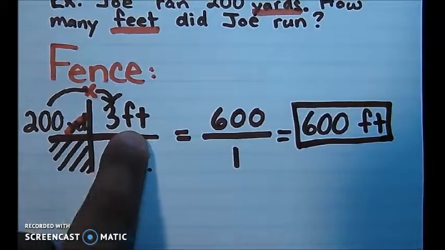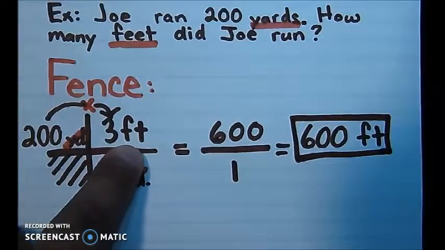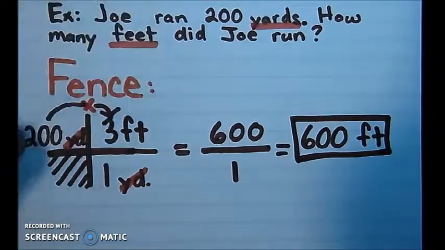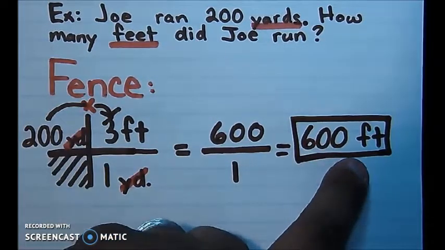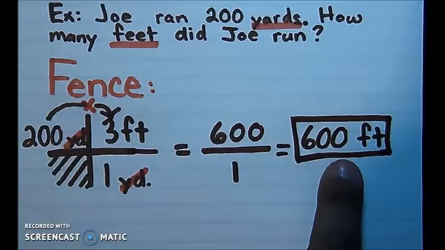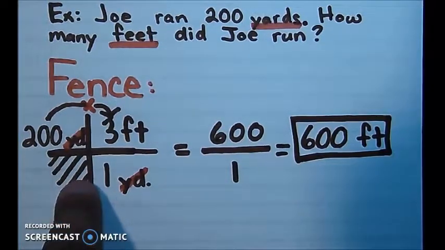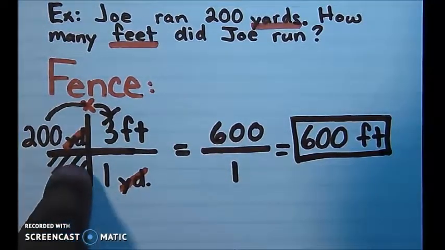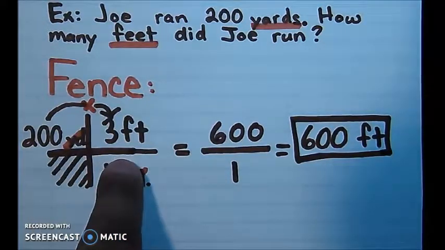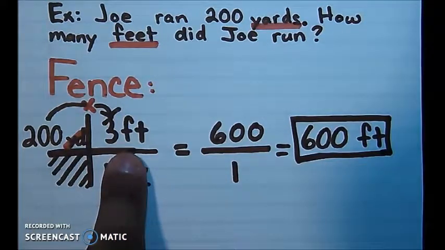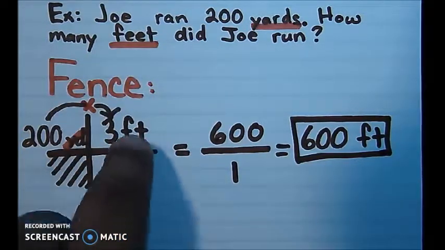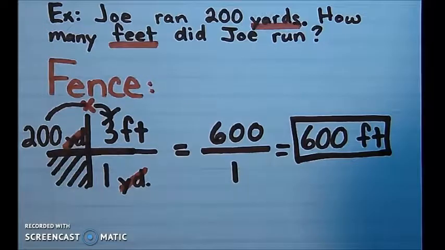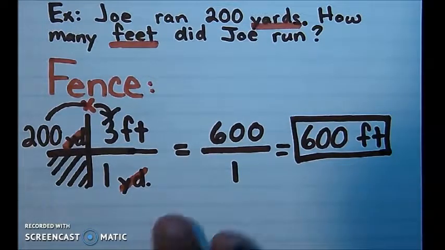So using the fence, it ended up telling me that Joe ran 200 yards, and 200 yards is the same thing as 600 feet. So that's how the fence works. You keep going down the line until you get to what your answer asked you for. In this problem, the answer asked us for feet, so once we got to feet, we could stop there. So in the next example, we'll see a fence that goes maybe 1 or 2 steps further than this fence right here.